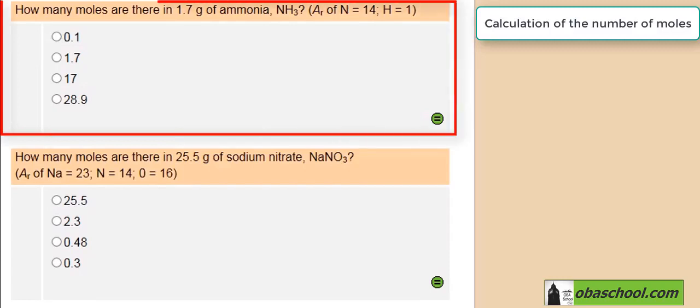How many moles are there in 1.7 gram of ammonia, NH3? Given the relative atomic mass of nitrogen is 14 and the relative atomic mass of hydrogen is 1. So take a couple of minutes and try to solve this first question on your own.